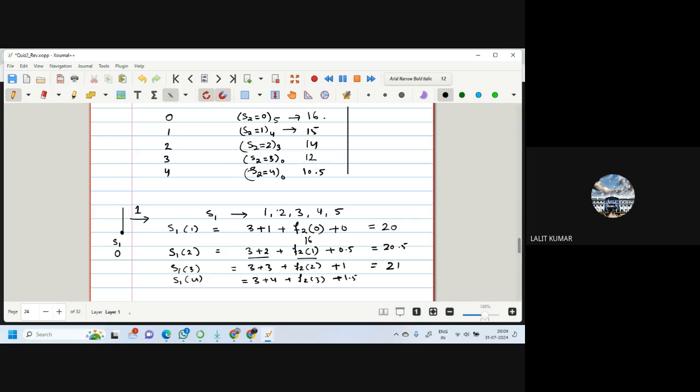F2 of 3 is how much? 12. 4 plus 3, 17. 17 plus 12, 19. 19 plus is 20.5. S1 of 5 is equal to 3 plus 5. F2 of 4 is 10.5 plus 2. So this will become 8. 18.5 plus 2 is 20.5.